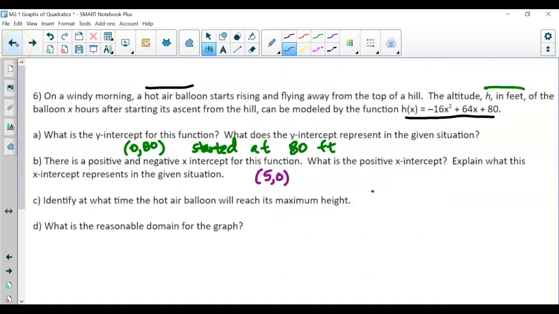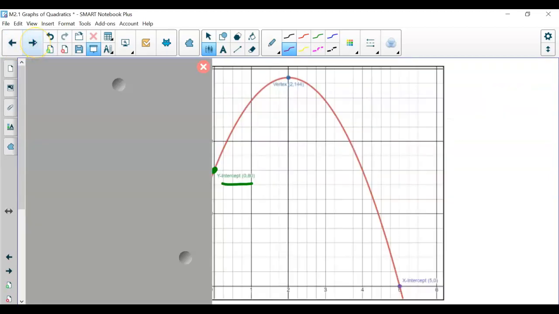And again, what does that mean? That means that the hot air balloon, right, started at 80 feet above the ground and traveled for how long in the air? 5 seconds.